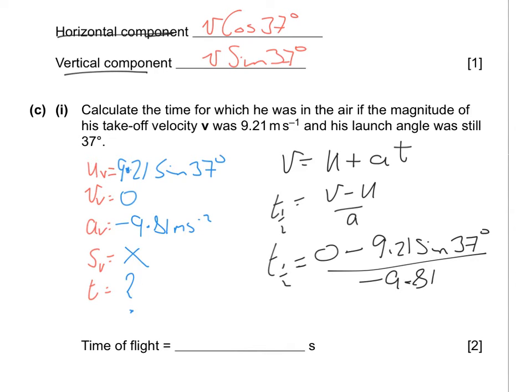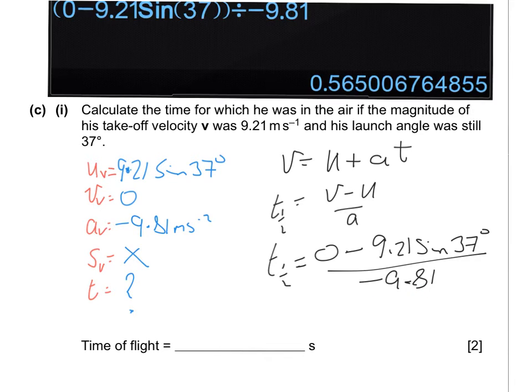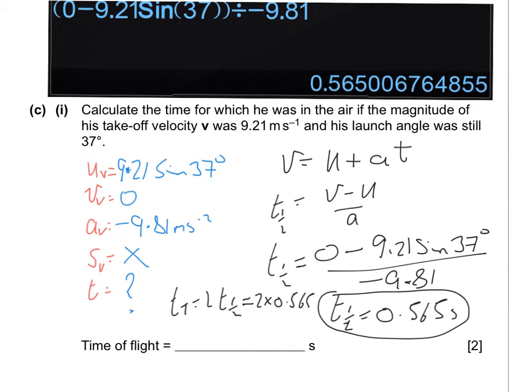So t is going to be 0 minus the original velocity of 9.21 sine 37, divided by minus 9.81. I'm making that 0.565 seconds to the halfway point, and t total is going to be 2 times t half, which is 2 times 0.565, which works out to be 1.13 seconds.